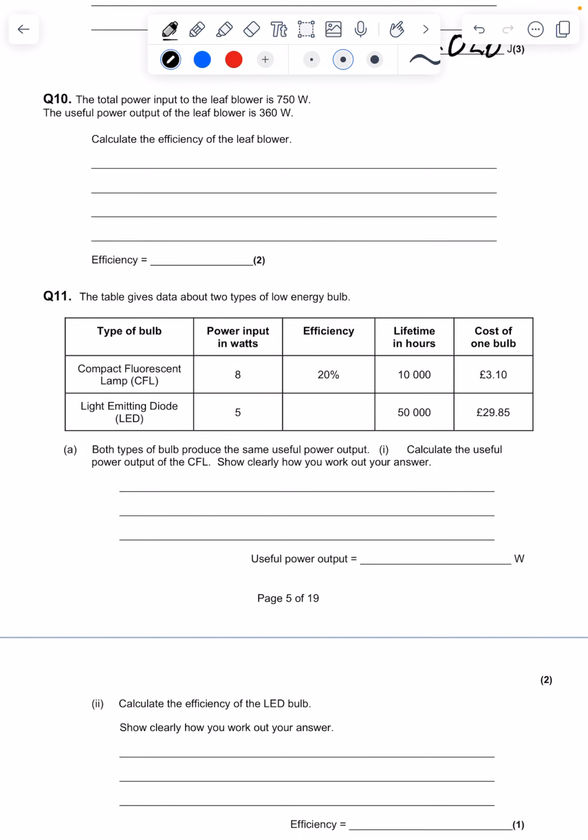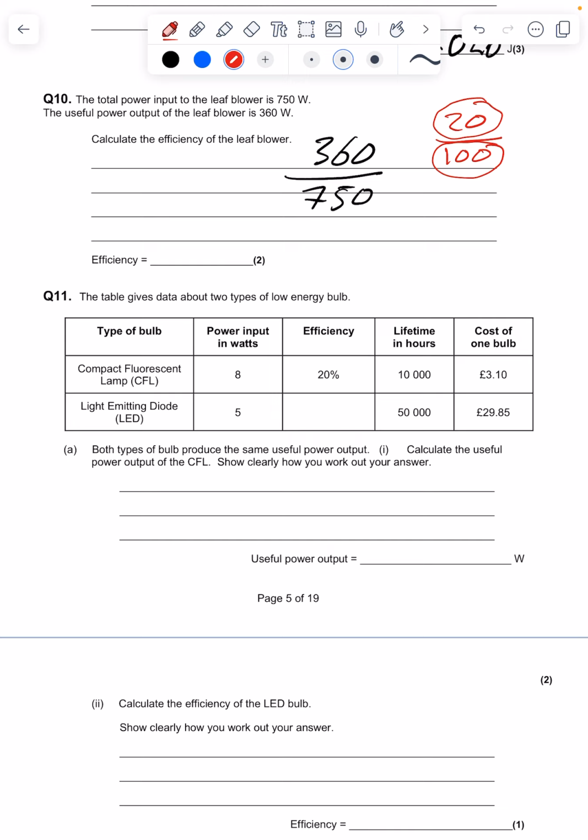Another efficiency question here. Remember, we just said it's useful divided by total. The useful is going to be 360 divided by 750. It's exactly what you do in a test. You know, if you got 20 out of 100 in your test, that is going to be your useful, and that is going to be your total. It's the same process here.